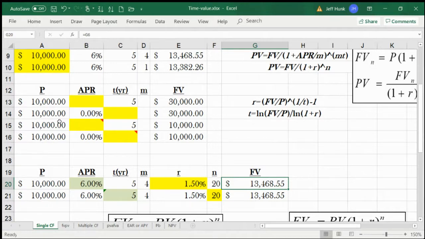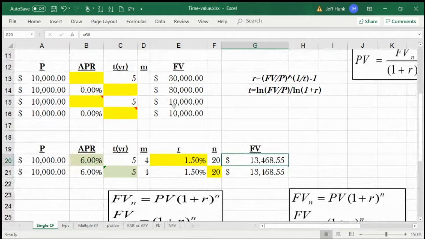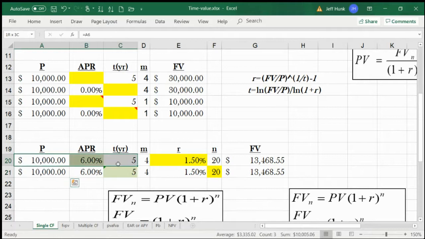Now, let's go to row 13. And what is row 13 through 16 about? Now, let's think about it. Let's also find R and N. But in this example, what's the difference? The difference is this example, this model is slightly more detailed.